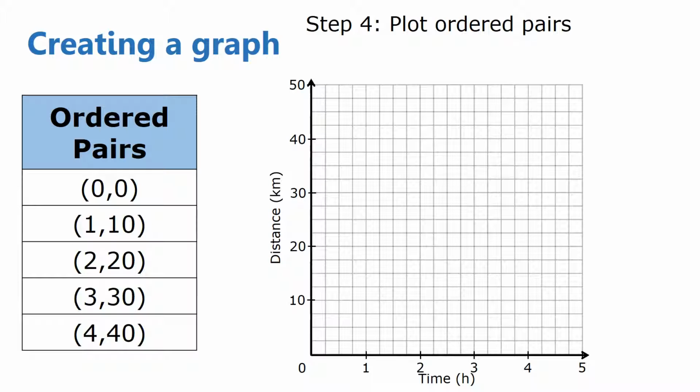Step 4. Plot your ordered pairs. Remember that your ordered pairs are in the format x and y. So taking our first ordered pair, 0, 0, we find 0 on the x-axis, 0 on the y-axis, and find the point where they meet. We then put a data dot. This one is easy because it's our origin. Let's try the next one. 1, 10. Find 1 on the x-axis, 10 on the y-axis, and find where they meet. Put a dot to plot your point. Now do the same thing for the rest of the ordered pairs.